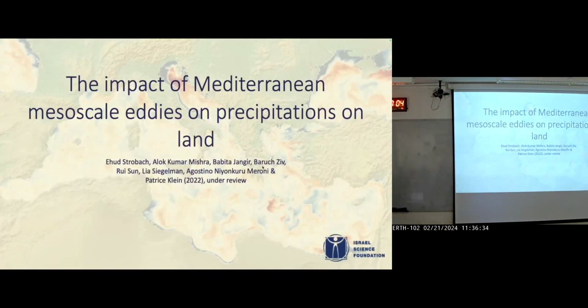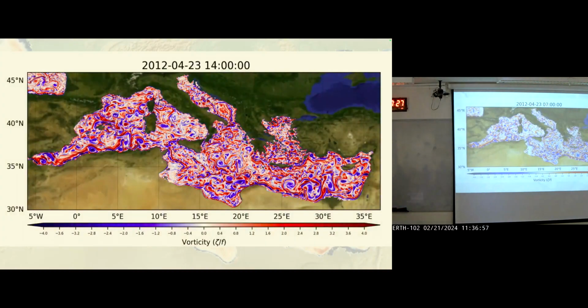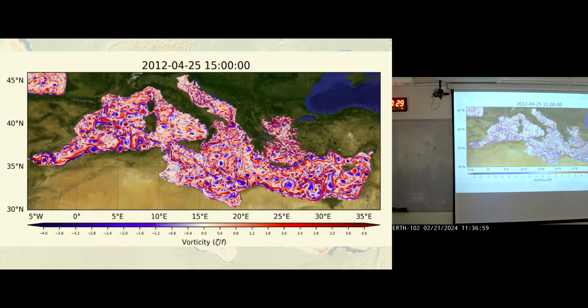So now, when I moved to Israel, I was more interested to see also the effect of these eddies in our region. So this is one specific study: the impact of Mediterranean mesoscale eddies on precipitation over land. And I think this movie gave me more or less the motivation for this study.